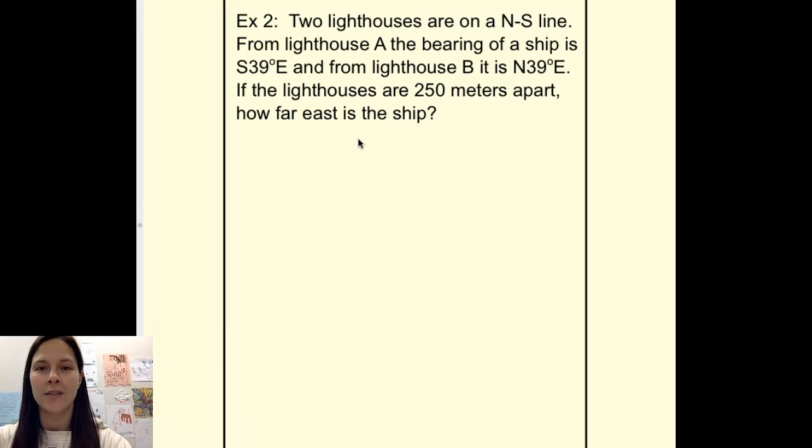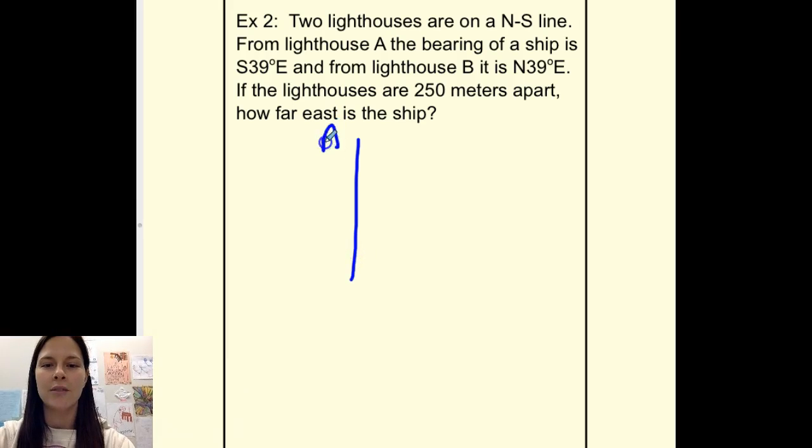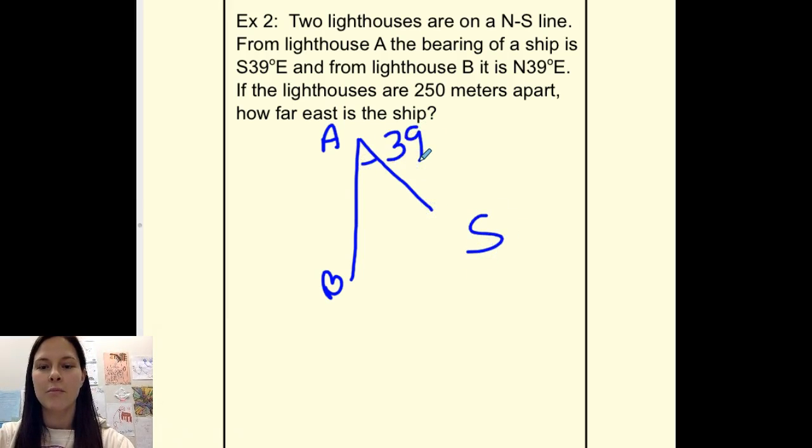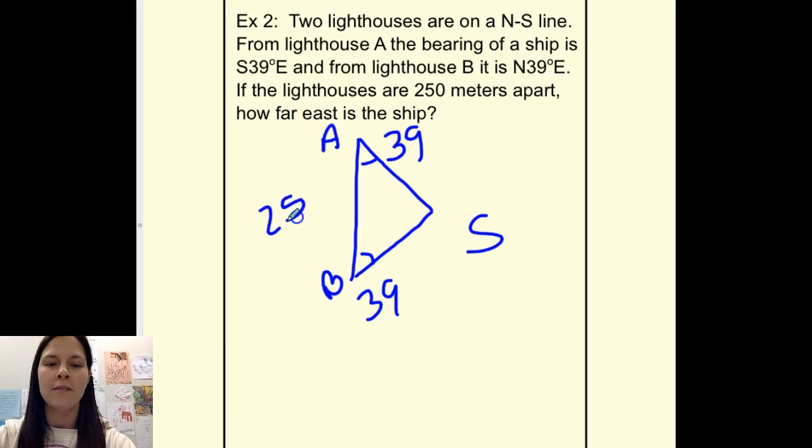Now we have two lighthouses and we've got bearings. It says they're on a north-south line. So we have lighthouse A, lighthouse B. From lighthouse A, the bearing of a ship is south, 39 degrees towards the east. From lighthouse B, it is north, 39 degrees towards the east. So we have this lovely isosceles triangle here. The lighthouses are 250 meters apart, and we're wondering how far due east is the ship from those lighthouses.